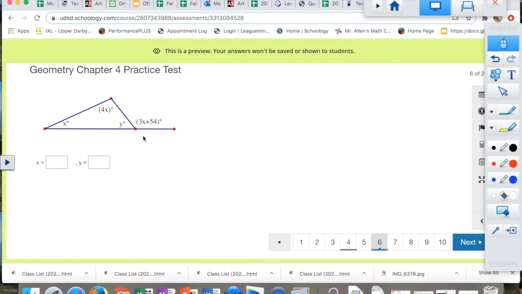I have to find X and Y. So I'm going to find X first, and I could tell that this is the exterior angle theorem. The exterior angle theorem says that the exterior angle is equal to the sum of the two non-adjacent angles. Y is the adjacent angle. These two are the non-adjacent. So I got 3x plus 54 is equal to 4x plus x.